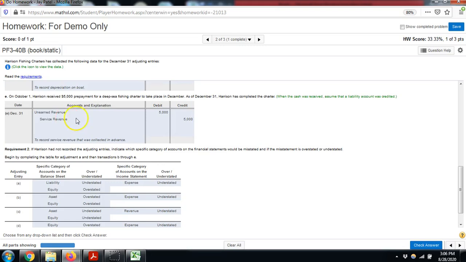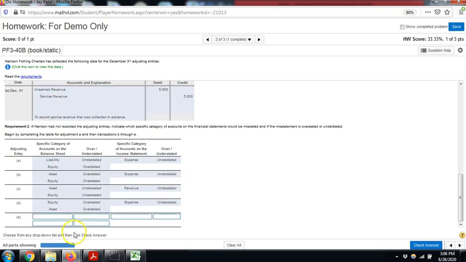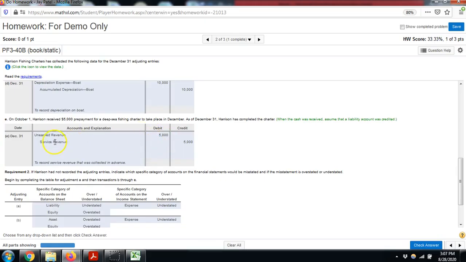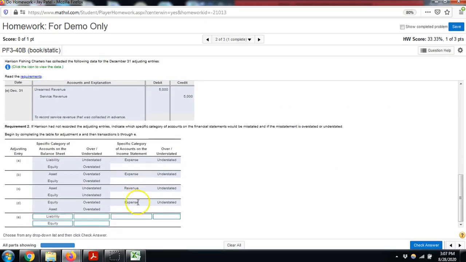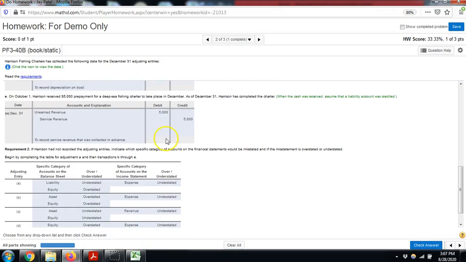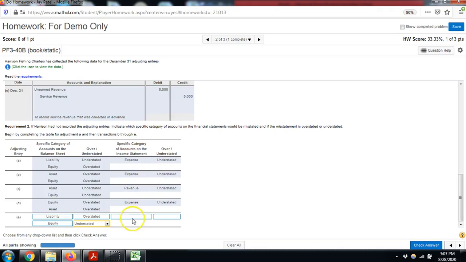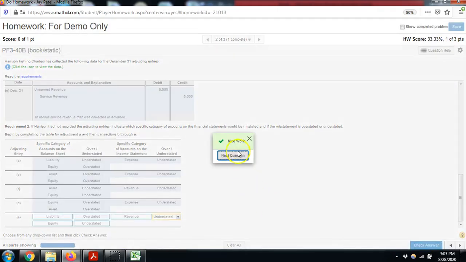And then finally, unearned revenue, it's a liability, service revenue is equity. So we're going to have a liability and equity. And if we did not reduce this liability, unearned revenue, then it would have been overstated. We would have had too high of a liability. And our equity would have been in the opposite, understated. Because we basically would have missed out on this service revenue that we should have had. So our net income would have been lower. So revenue would have been understated. Okay, so let's see. All right, that's it.